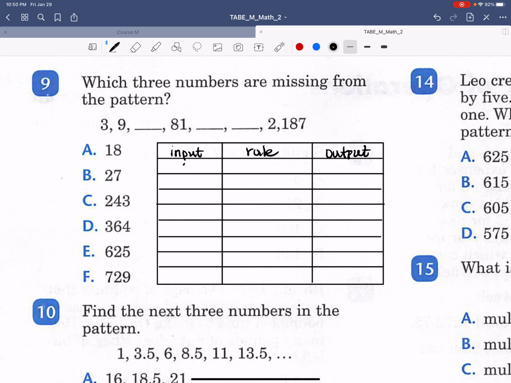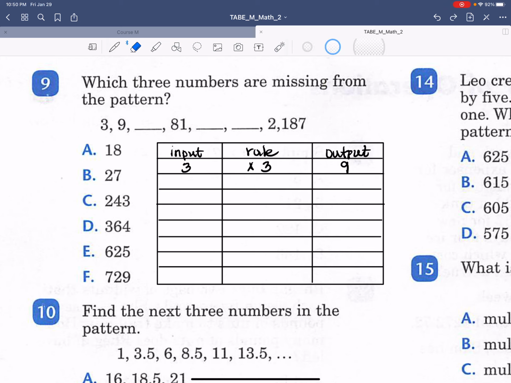So 3 and 9, that's an input and an output. It's building up and it's not a lot, so I'm going to guess 3 times 3. It could be plus 6, but this grows from 3 all the way to 2187. So there has to be some multiplying in there. Even though that first input and output is not big, it grows tremendously. So I'm going to check the multiplying and see if that'll work.